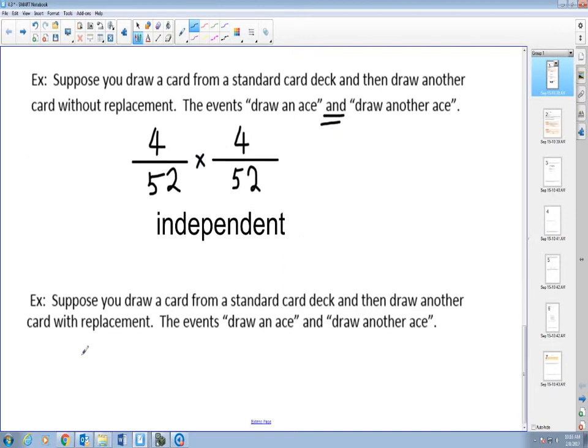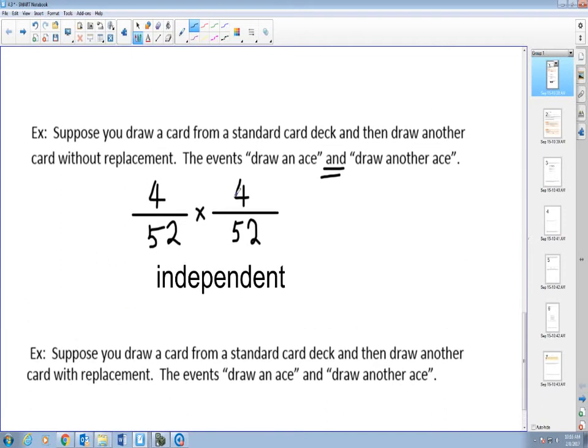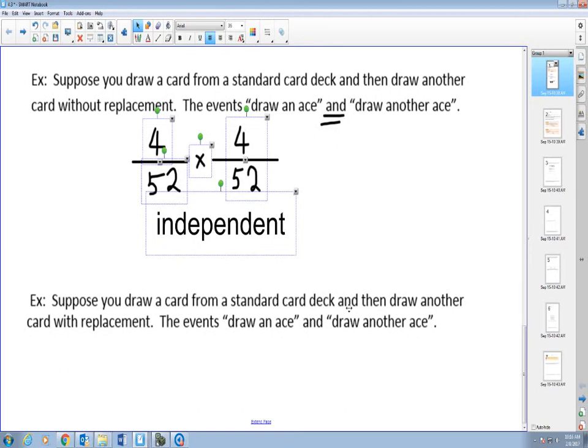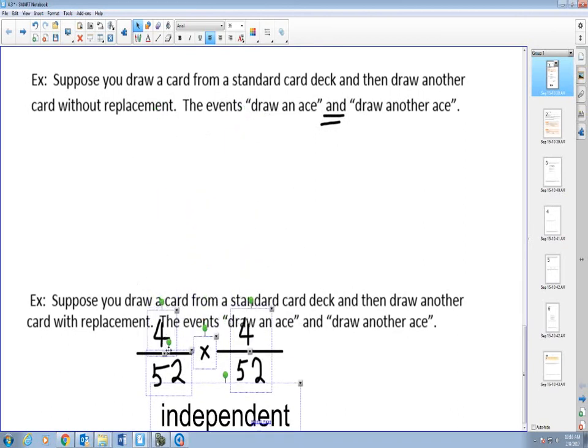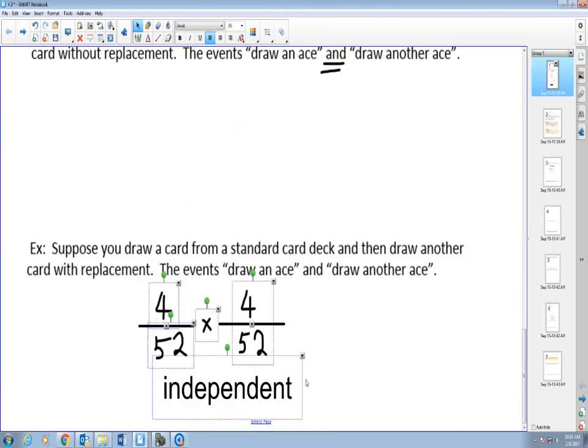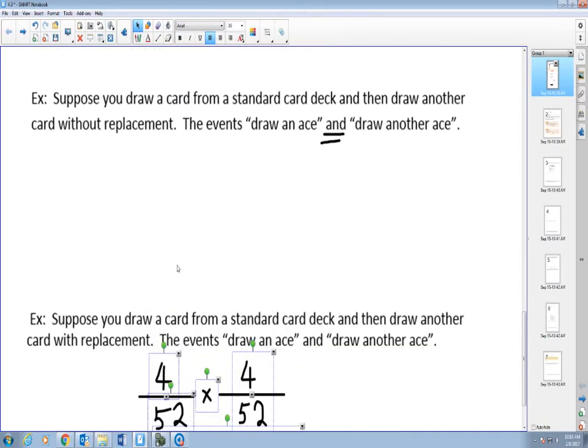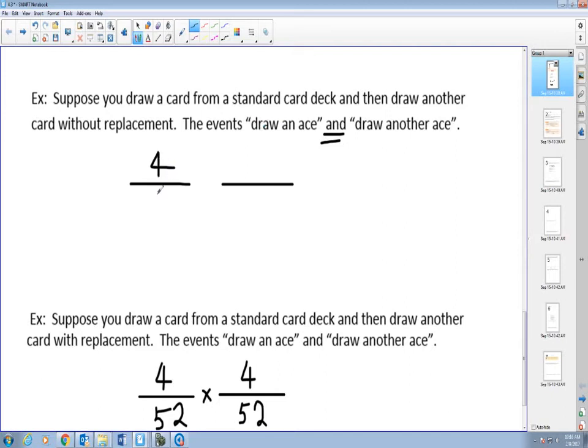Excuse me, sorry, I did it the other way around. With replacement, I put the card back, and the events are independent. Without replacement will be dependent. So my first draw, there are four ways to choose an ace out of 52.